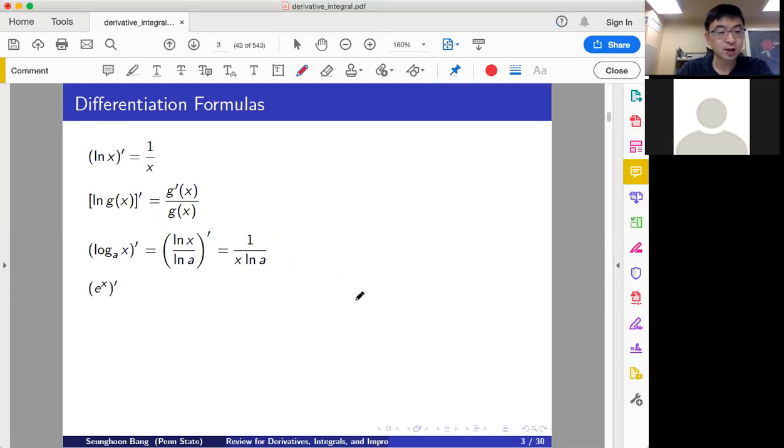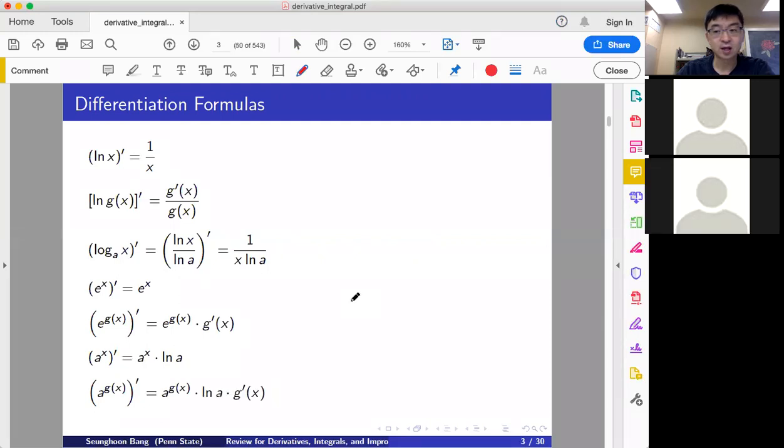So what's e to the x prime? The e to the x prime is e to the x. The e to the g of x prime, you can use the chain rule: e to the g of x times g prime of x. A to the x prime is a to the x times ln of a. The a to the g of x prime is a to the g of x times ln of a times g prime of x. The inverse sine of x prime is 1 over the square root of 1 minus x squared.